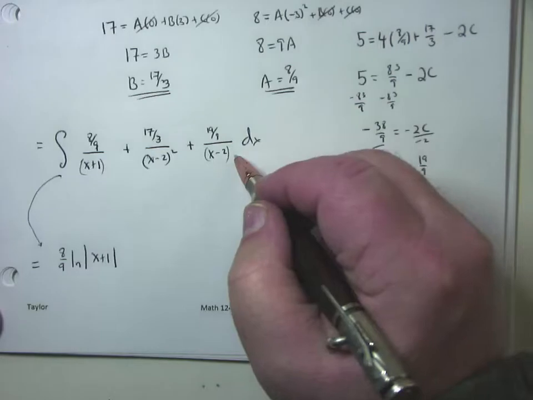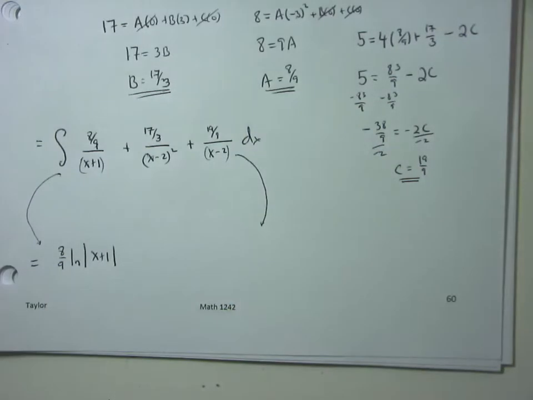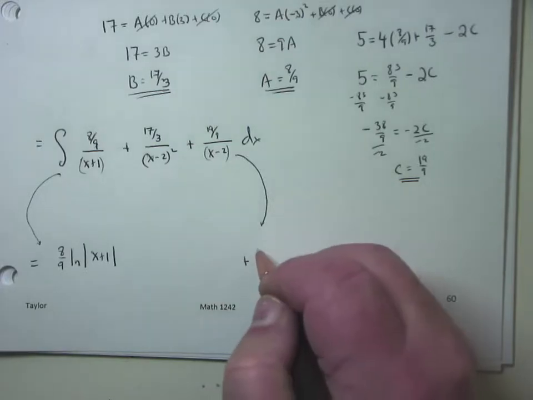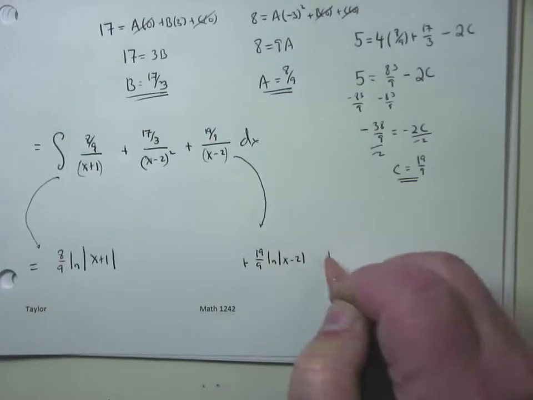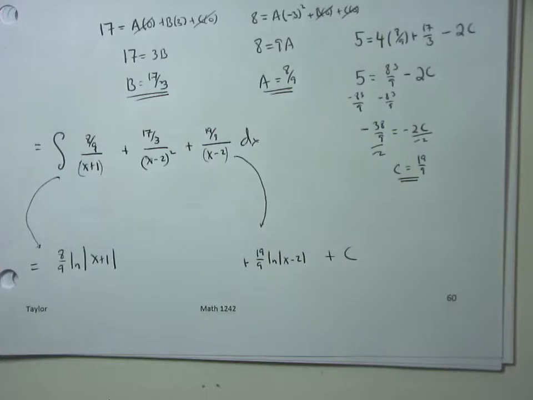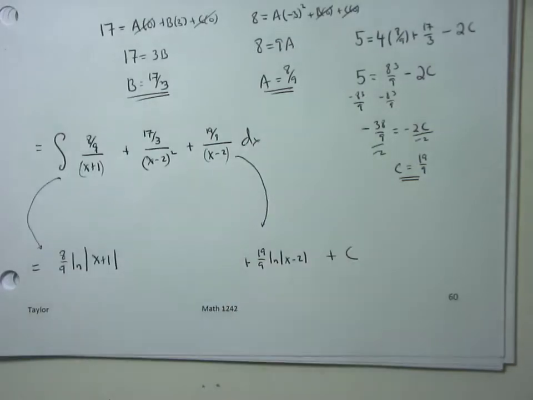And for the guy in the back, the 19 ninths divided by x minus 2 is going to give you what? That'll be plus 19 ninths natural log absolute value of x minus 2. And then one big old plus c for your answer. The problem is the middle term. Now again, this is u substitution in your head. That's what we want. u equals the denominator, du equals dx. And then you get 1 over u, which is natural log absolute value of u, natural log absolute value of x plus 1, natural log absolute value of x minus 2, with the constants out front.